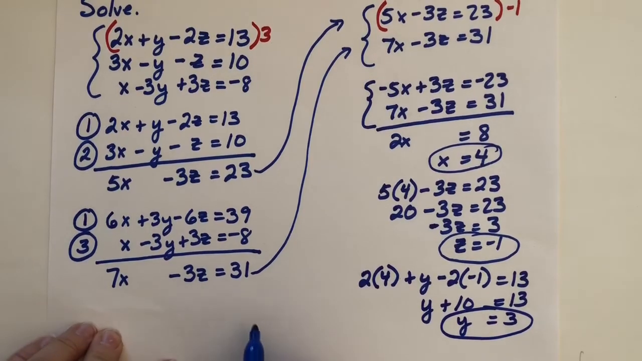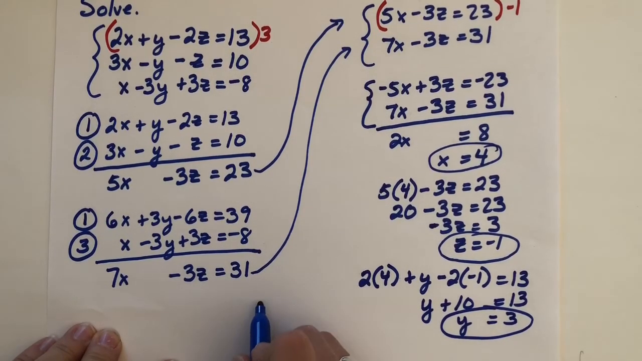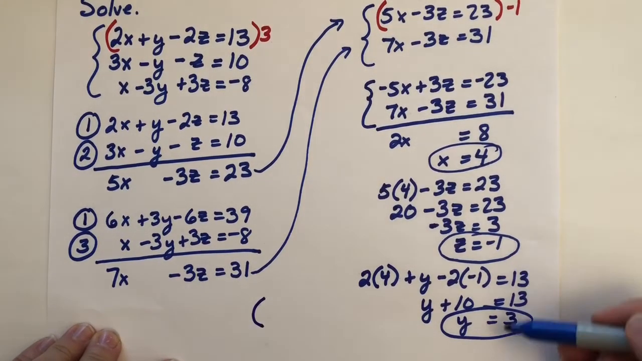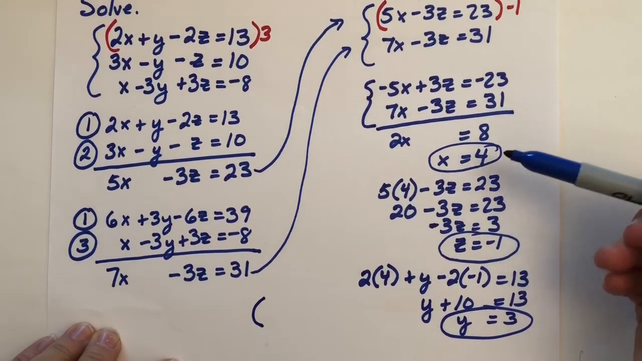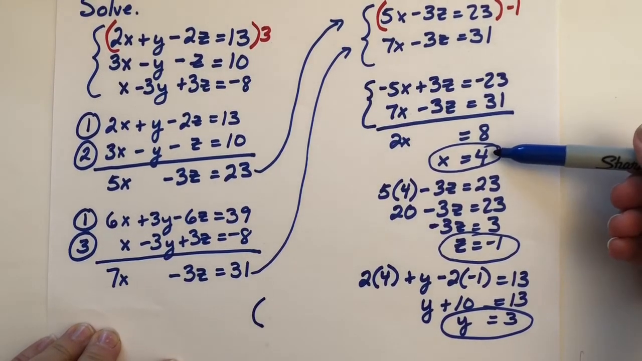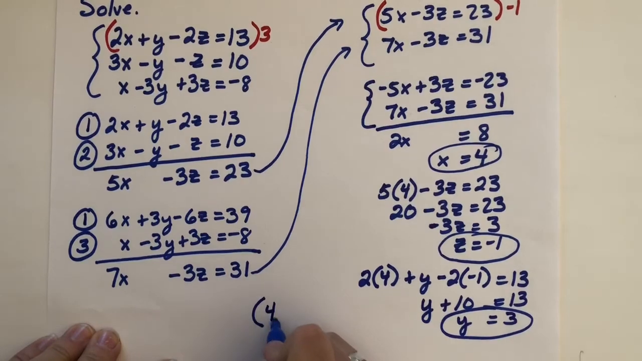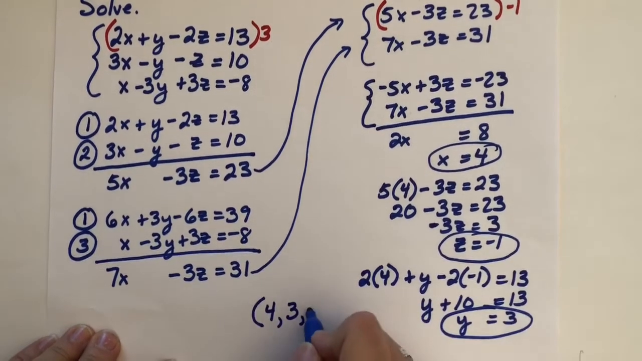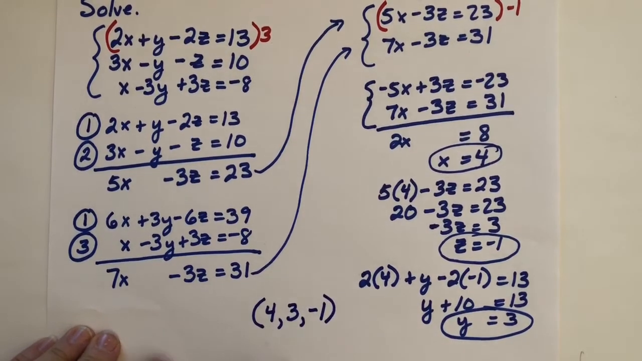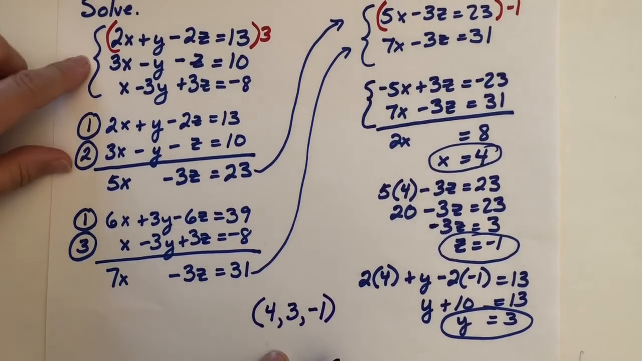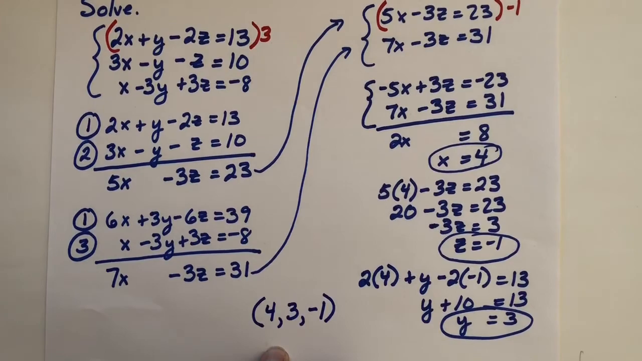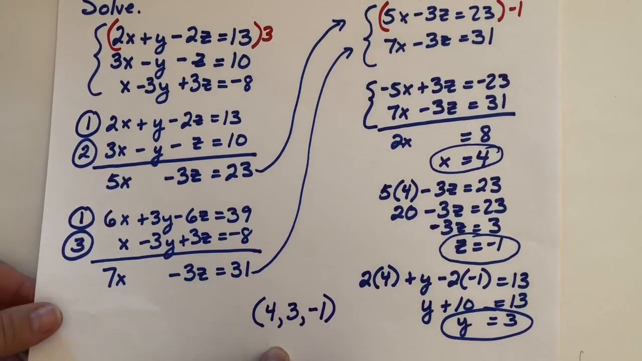So take care when you present your ordered triple, because we might not have found them in the x, y, z order. I found the x first, but then y is down here, and then z. So the solution to this particular system is 4, 3, -1. Let's do one more.